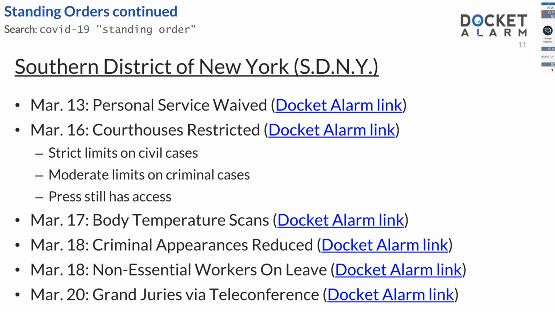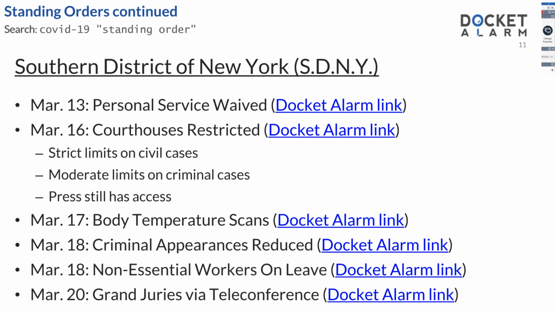This is a quick timeline showing you all of the different changes that are happening in New York Southern District Court. As far back as March 13th, they had waivers for certain types of personal service. The courthouse pretty much went into lockdown on March 16th, mostly for civil cases. Criminal cases were a little bit more lenient. And you'll see this. For criminal cases, obviously for due process reasons, the restrictions are quite different. They have body temperature scans for certain people entering the building. And non-essential workers went on leave. I guess that was last week. And now, somewhat exactly 1 week ago, they started doing grand juries by teleconference.